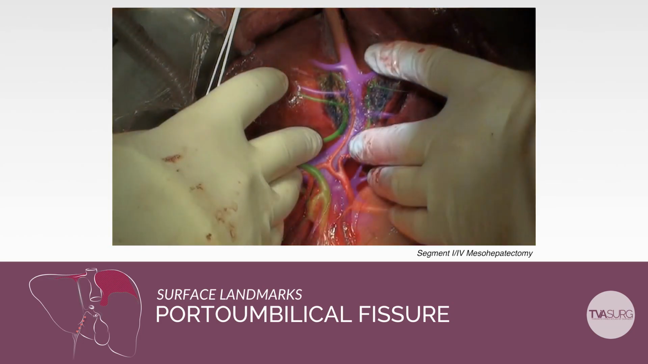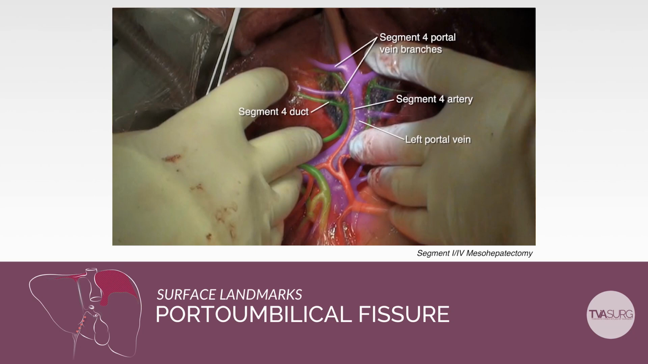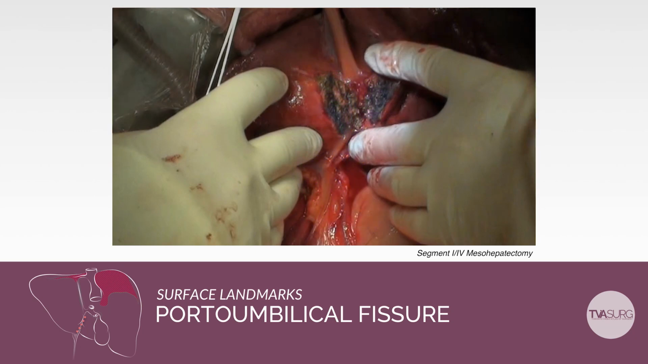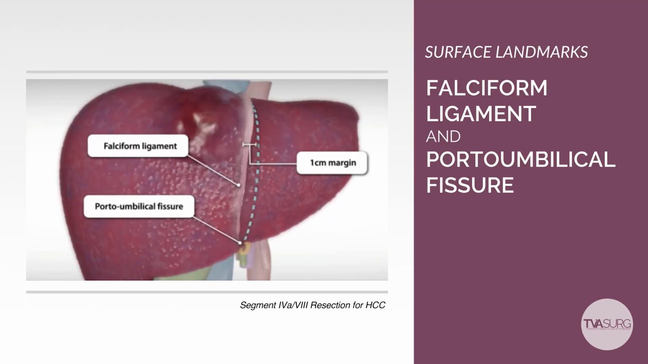Once opened, one can see the relationship of the round ligament with the left portal structures, especially how the left portal vein terminates and fuses with the round ligament. Together with the falciform ligament, this surface landmark will approximately divide segments 2 and 3 from segments 4A and B.